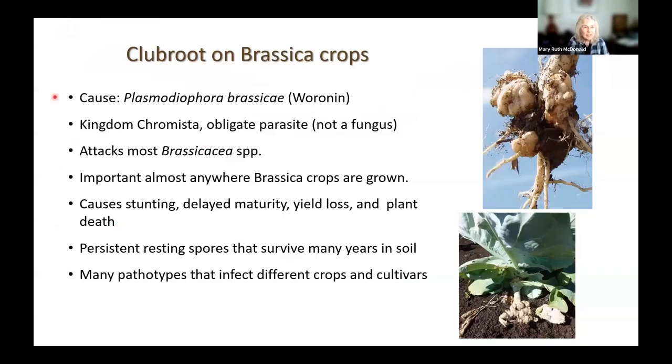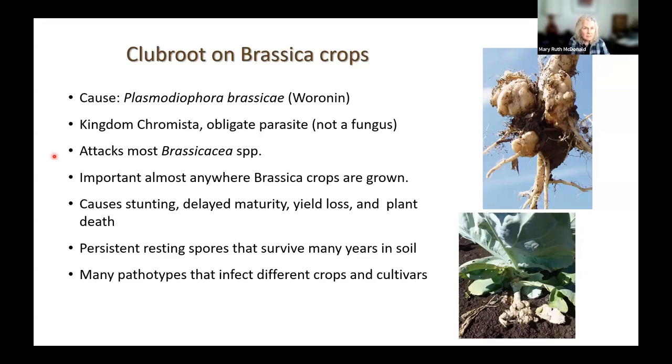So clubroot is caused by an organism, Plasmodiophora brassicae. And at one time it was considered a fungus. Now it's in the kingdom Chromista, which also includes downy mildew. So the taxonomy is not all that important, but it does sometimes help explain why this organism is so difficult to control. And from time to time, I remind my grad students that it's actually more closely related to the organism that causes malaria than it is to a fungus.